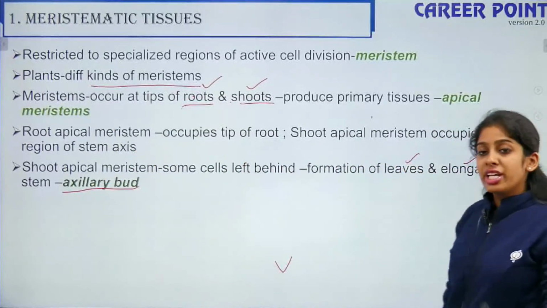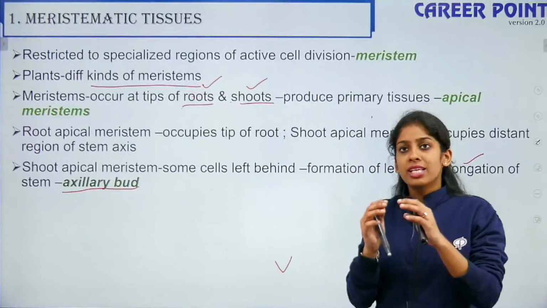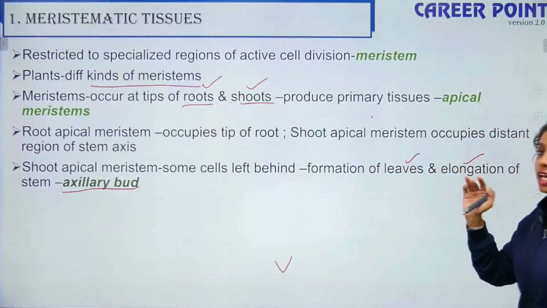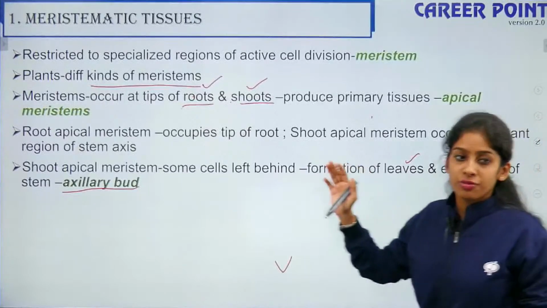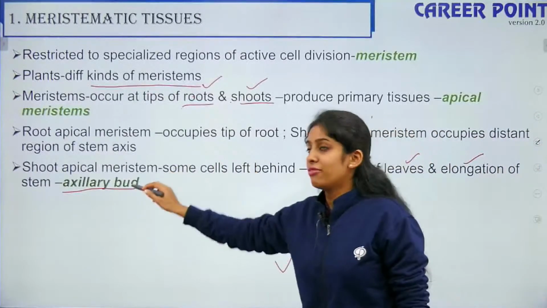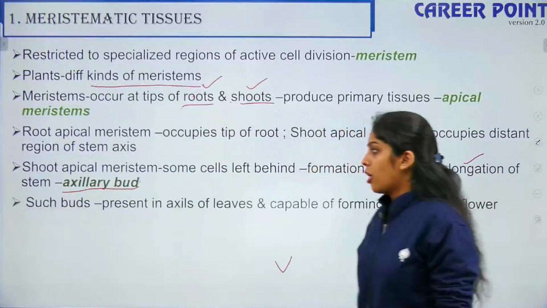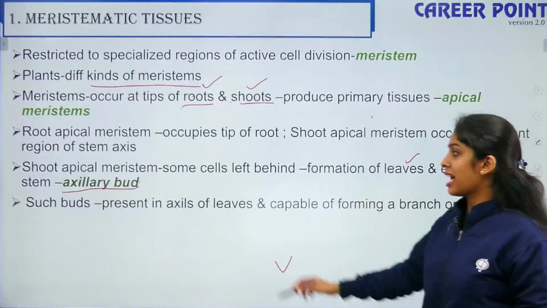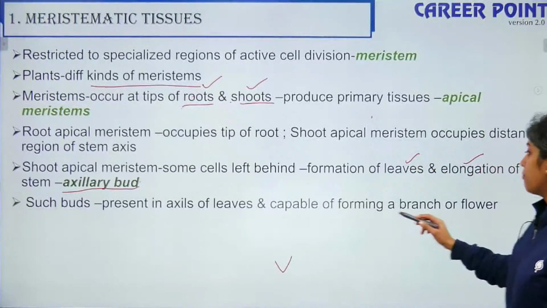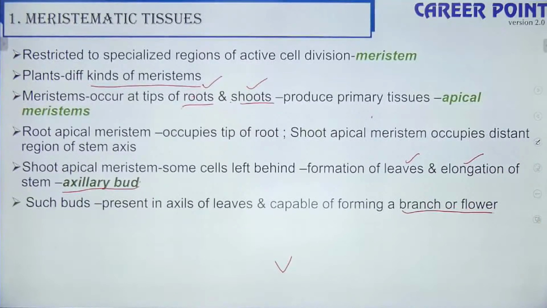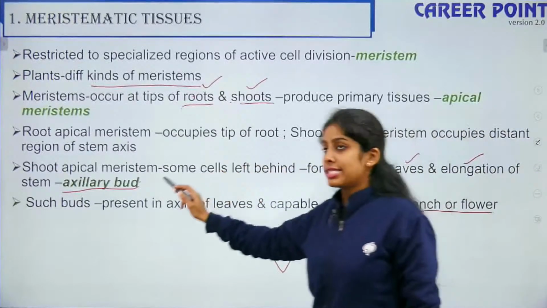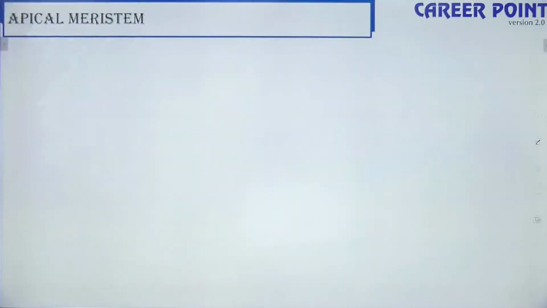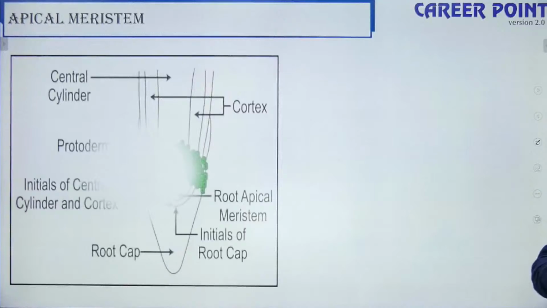Fine. So in shoot apical meristem, some cells are left behind during the formation of leaf and the elongation of the stem. Those cells develop into your axillary bud. Such buds are present in the axils of the leaves, and they are capable of forming a branch or a flower. So what is the function of the axillary bud? It is capable of forming a branch or a flower.